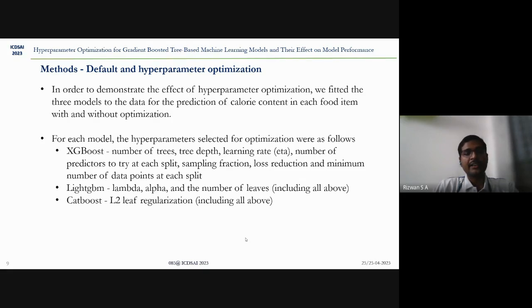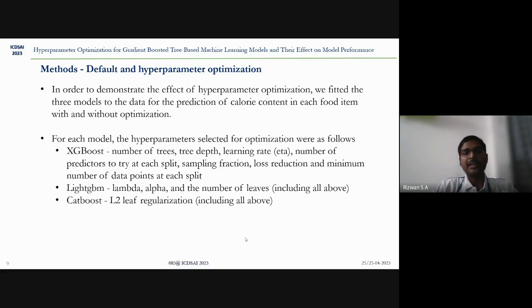In order to demonstrate the effect of hyperparameter optimization, we fitted three models to the data for the prediction of calorie content of a food item. So that was our outcome variable, calorie content of a food item, which is a continuous variable. So this was a regression problem. We did it with and without optimization.